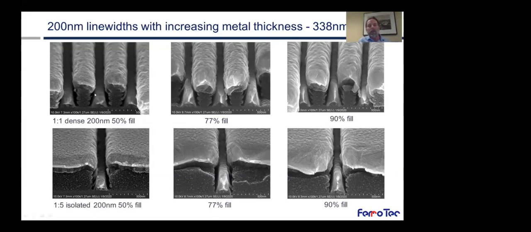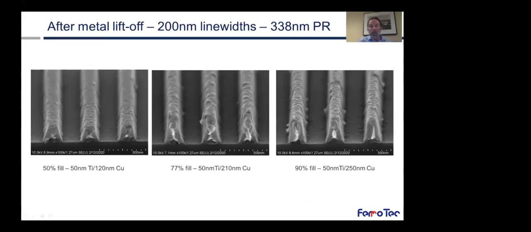But if we focus in on the other areas, we can see that we have clean trapezoidal type shapes of our metal deposited on the wafer, and we have clean metal deposit on top of the resist, allowing open access for solvent to get in and do the liftoff. With the result being that after the liftoff with 200 nanometer line widths and that 338 nanometer resist at 50, 77, and 90% fill levels, we get clean liftoff across all of them. Now this, of course, required having that good photoresist structure, the retrograde profile, and normal angle of incidence deposition across the wafer.